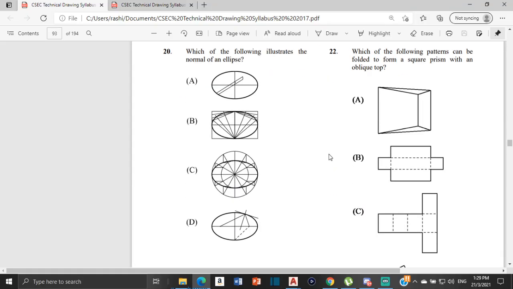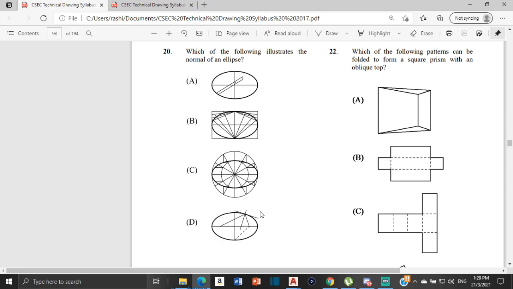Which of the following illustrates the normal of an ellipse? The answer for this is D. C shows how we represent an ellipse using the concentric circles method. A shows how we go about constructing an ellipse using the trammel method. B shows how we go about constructing an ellipse using the rectangle method, and then D shows how we get a normal to an ellipse.